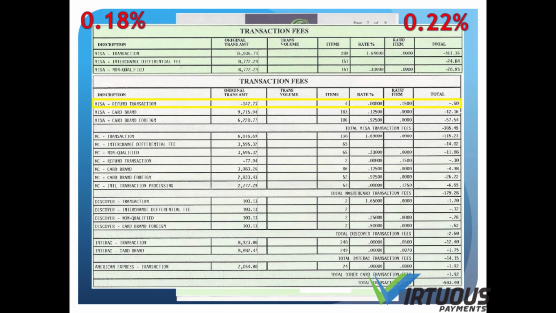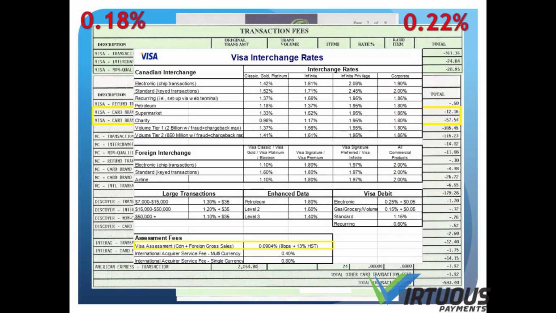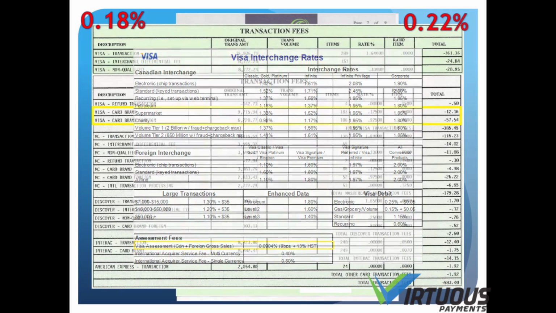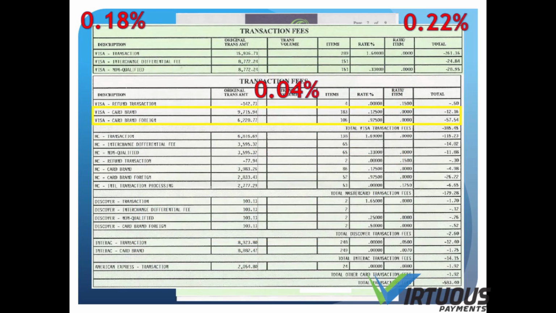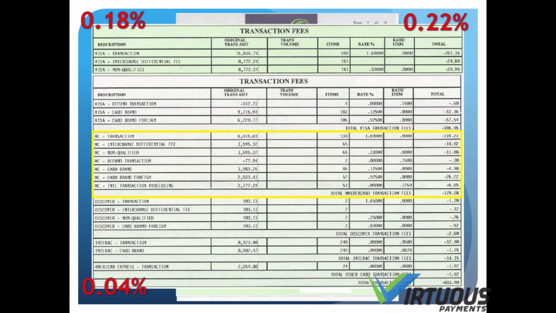The Visa refund transaction fee is where you will see what you're being charged to complete a refund. The Visa card brand fee is what MONERIS calls the assessment fee. As you can see on the interchange table, the assessment fees are 0.08%. So there is a markup of 0.04%. If you follow the same procedure for MasterCard, you'll find the markup is the same.